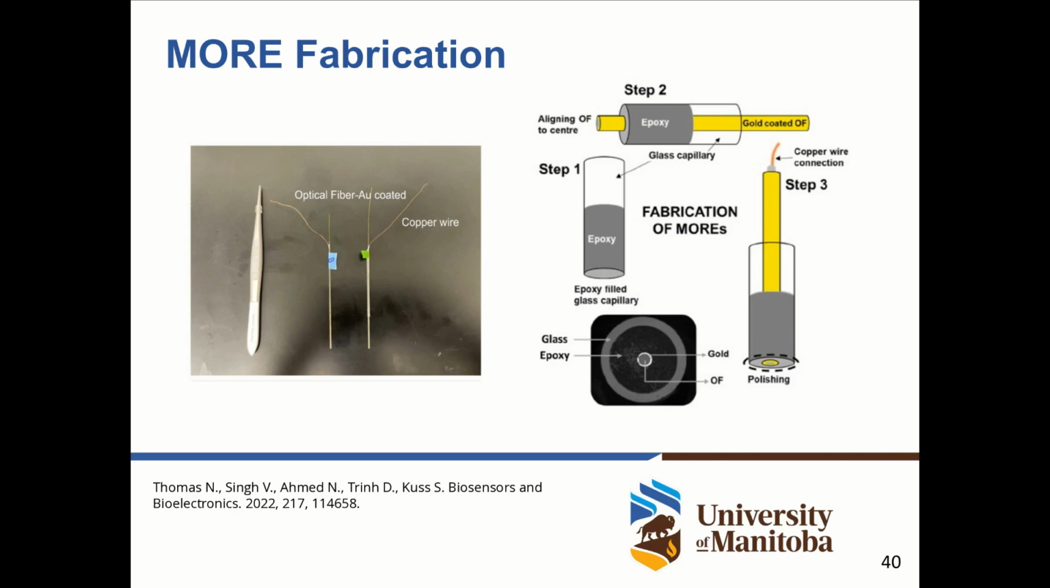So we were aiming first to develop a method for the development of these micro-optical ring electrodes for SECM applications of biological samples. The fabrication procedure is shown here on the right. That starts with a glass capillary in step 1 that is filled with epoxy. Then we use an optical fiber that is gold-coated and push it through this partially cured epoxy. Once it's fully cured, we can polish the tip in step 3 and connect the copper wire to assemble a micro-optical ring electrode that resembles very much the dimensions and features of a regular ultra-micro electrode that we have been using in the past.